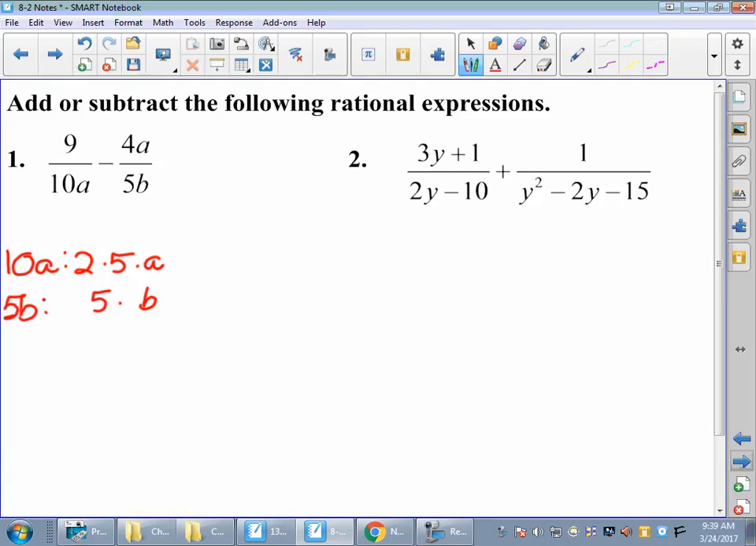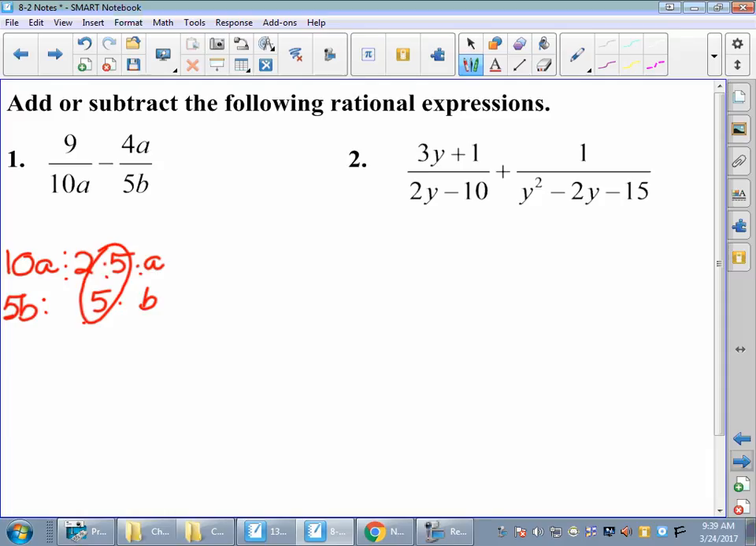So they share that common factor. We have to include it. We can't just get rid of it, but I don't have to include the 5 twice. So any common factors they can share, otherwise you're going to get too big of a number. So I want to include the 2. The 10 needs a 2, the 10 needs a 5, and the 10 needs an a.